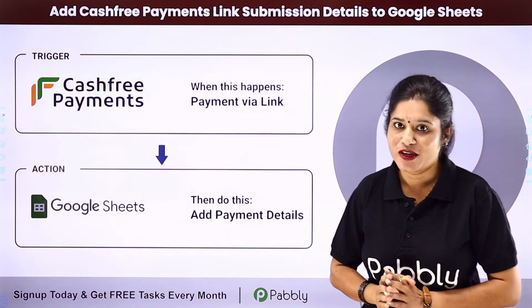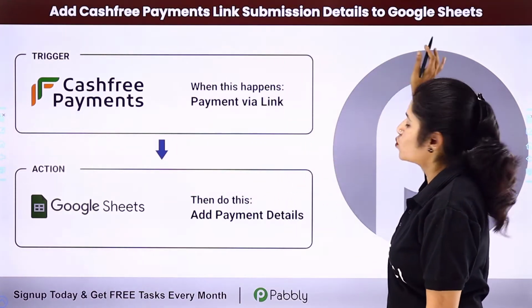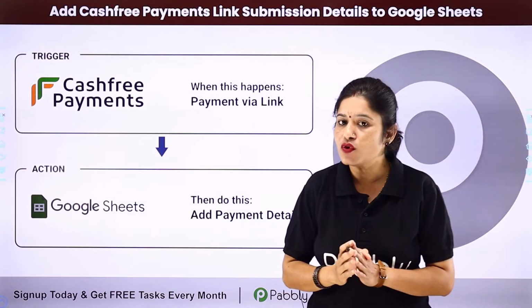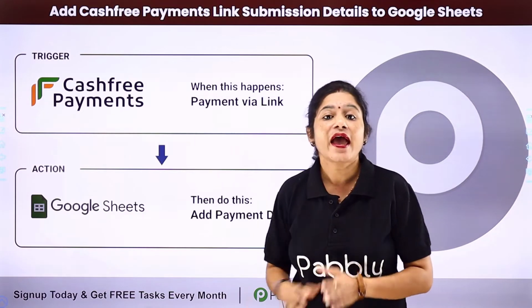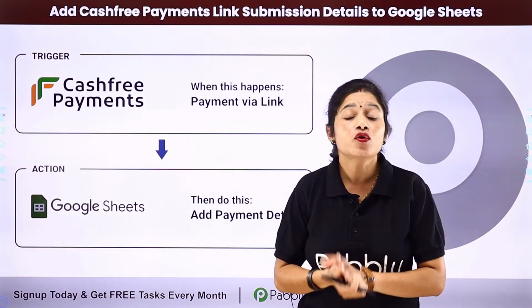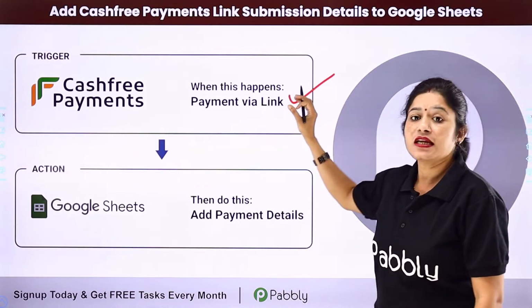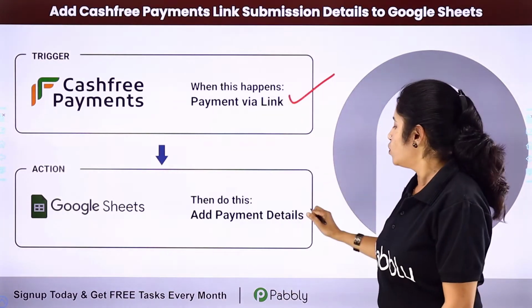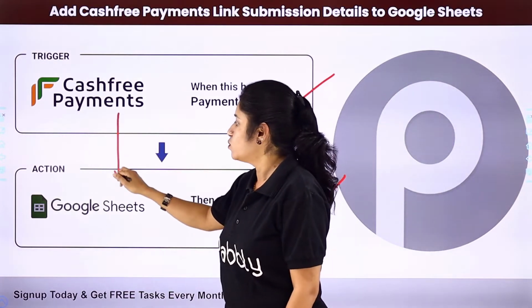In this video, we are going to learn how you can add Cashfree payment link submission details to Google Sheets. Let's suppose you have generated a payment link using your Cashfree payment gateway and you have shared that link with your customers to collect the payments. Now you want that whenever the payment is made via payment link, automatically all the payment details should be added to your Google Sheets. For that, you need to integrate your Cashfree account with Google Sheets.